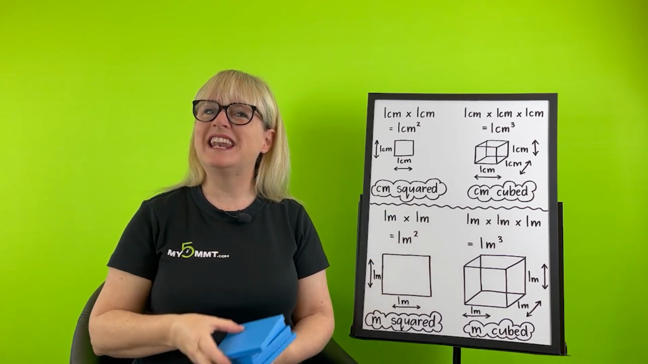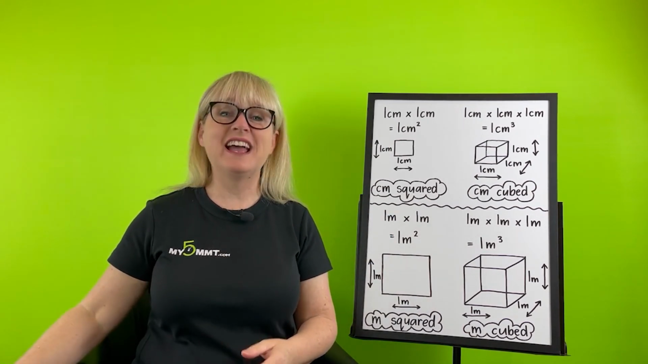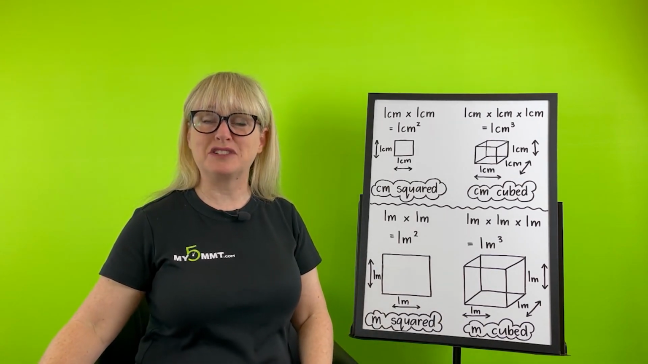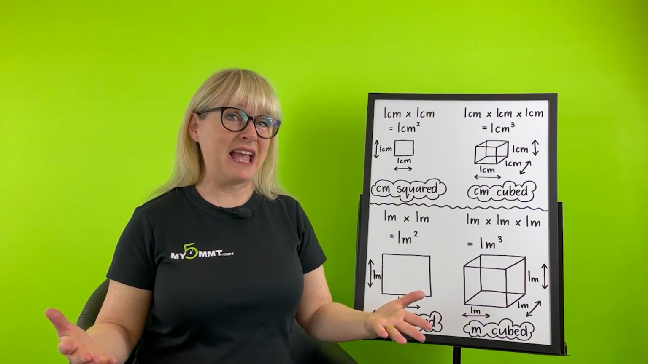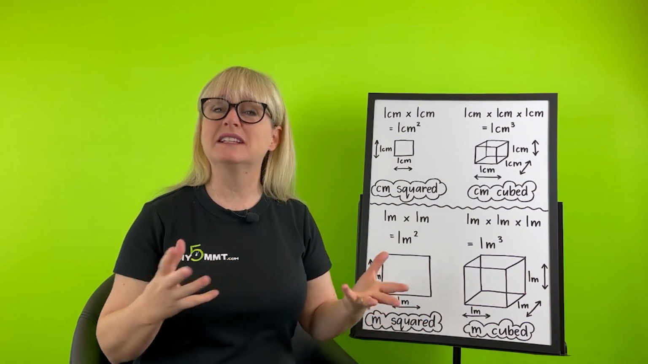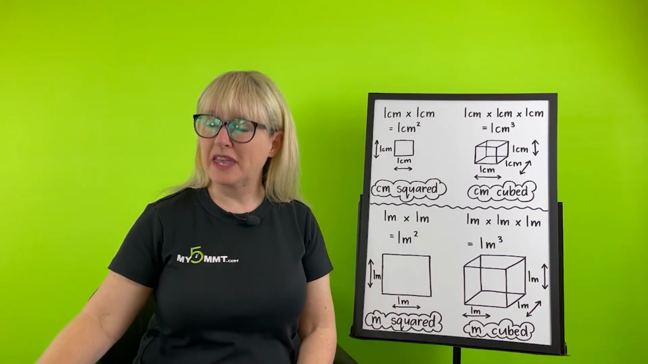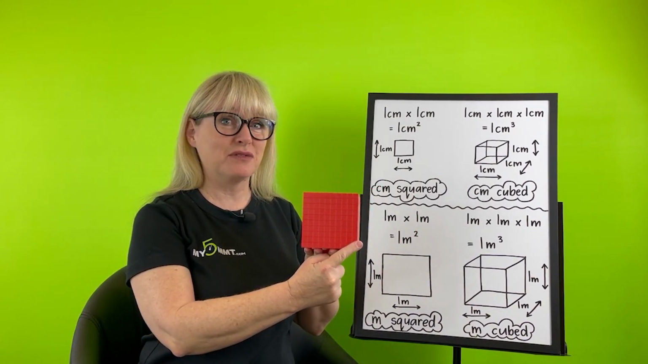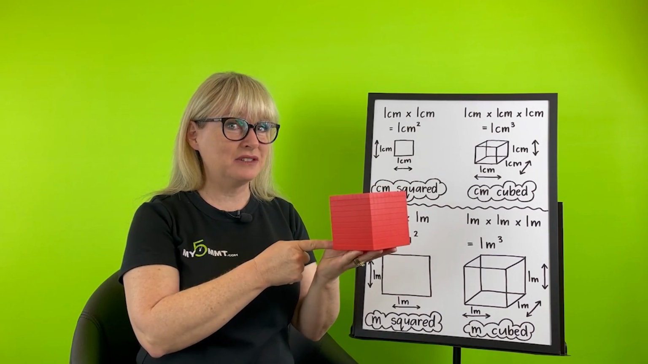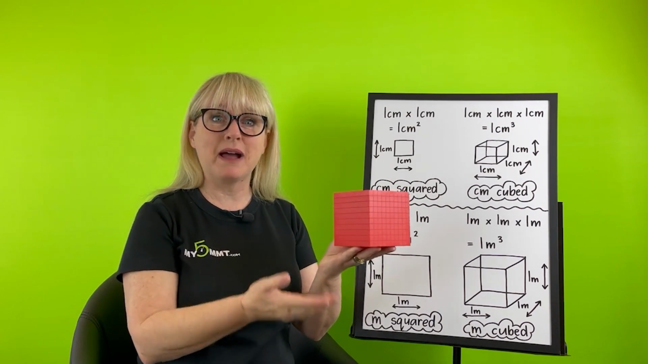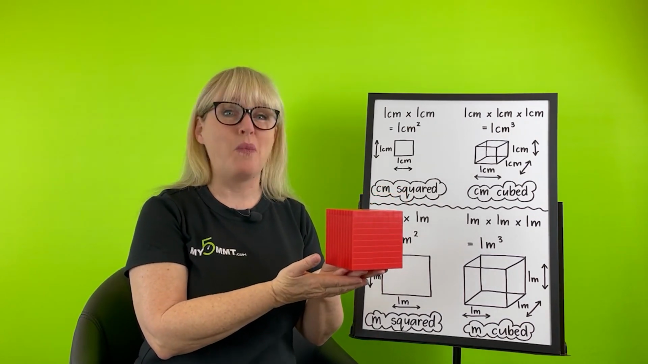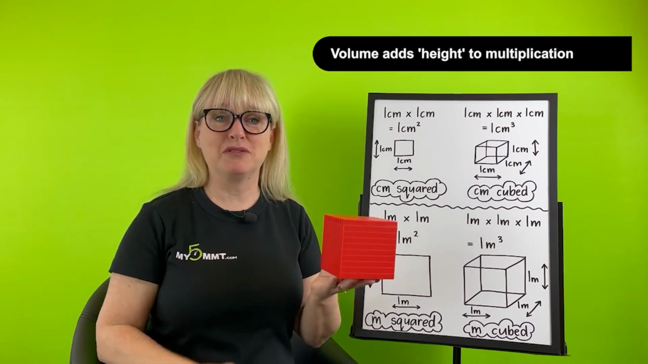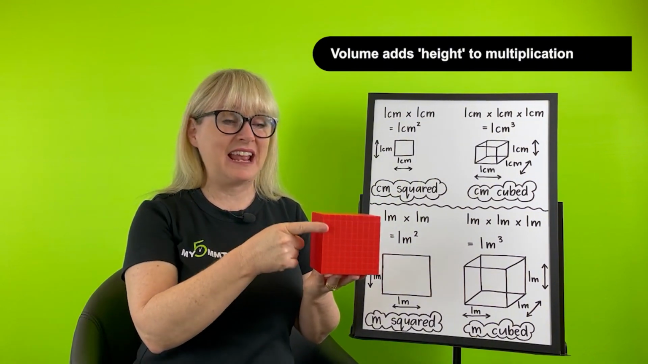But maybe there's another way that we can do it instead, and that's multiplying those 3 different measurements. It's going to give us the same answer as continually adding, but it's a more efficient strategy. So for my cube, I could have 10 little centimetres across here times 10 little centimetres this way. That's my base, 10 times 10, 100 centimetres squared. But now I've got my height to multiply as well, and that's 10 going up.